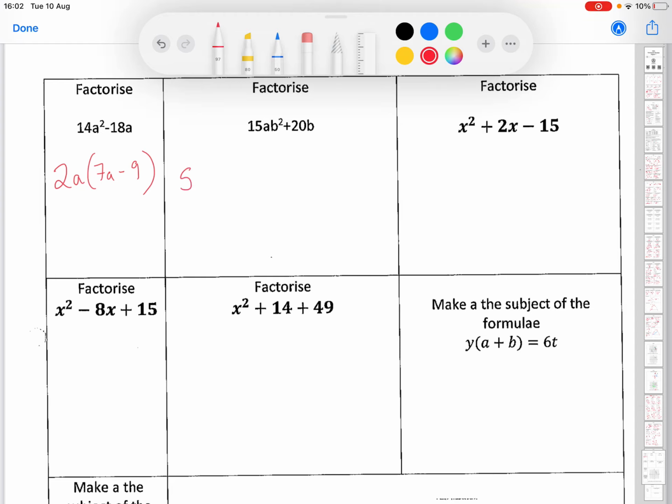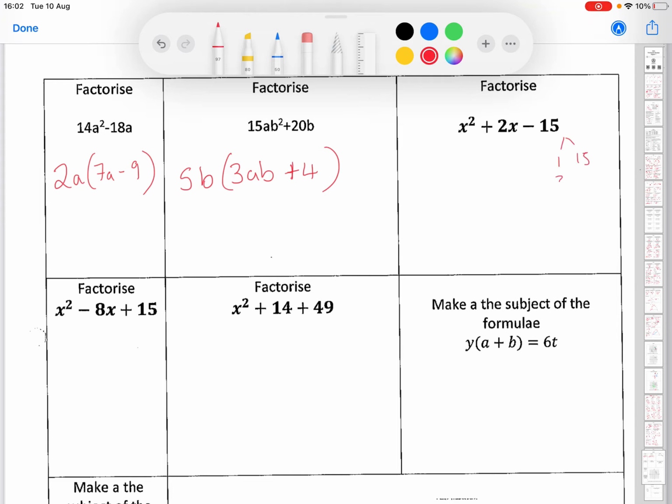Next one across, what goes into 15 and 20 first. Well, 5 goes into both of them. We've also got a letter in both of them. So we've got a b in both of them, so we can take out a b. What you times 5b by to get 15ab squared. So you need the 3 to get the 15. You need an a and you need another b. And then for the second bit, what do you times 5b by to get 20b? We need a 4. So we don't need another letter in there because it's already got one b.